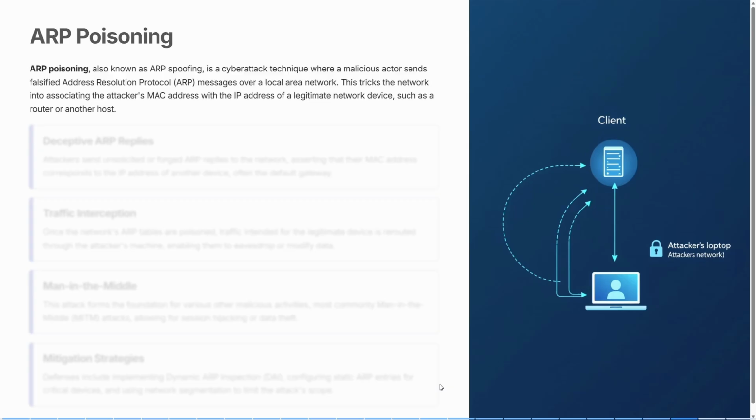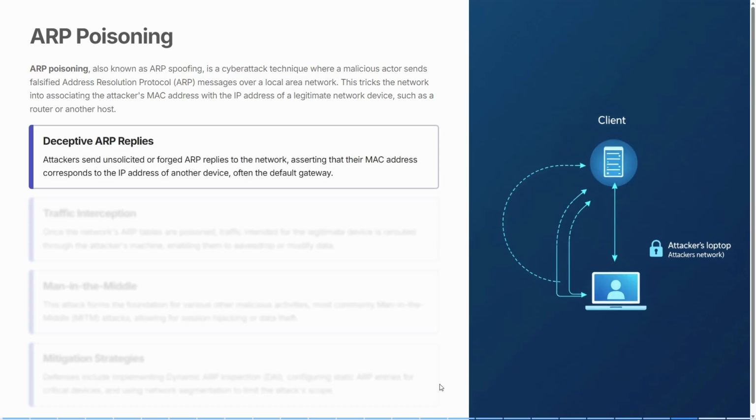And the last option there was ARP poisoning, or ARP spoofing is another way to put it. So this is basically where you're sending a false address resolution protocol message over a local area network, which is tricking, again, it's focused on trying to trick. It tricks the network into associating the attacker's MAC address with an IP address of a legitimate network device. All right, so you might say, hey, my MAC address is actually associated with the IP address of the router. And you know, if that's the case, you're going to be able to capture the traffic going through the router in that instance.